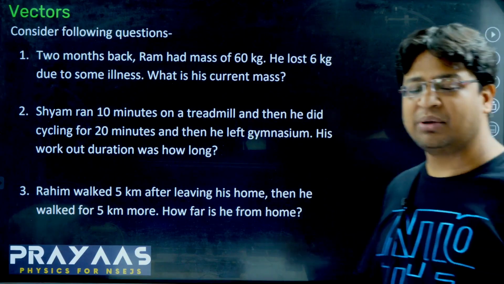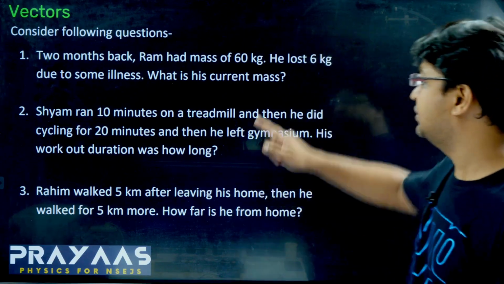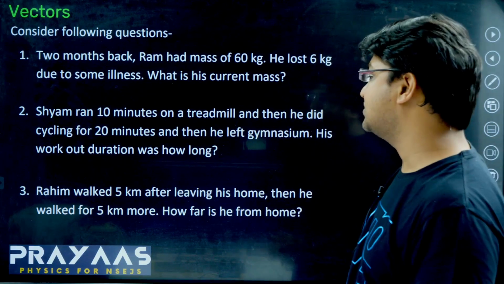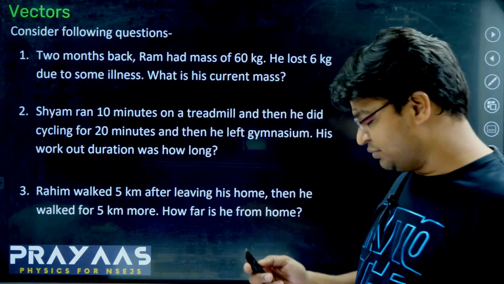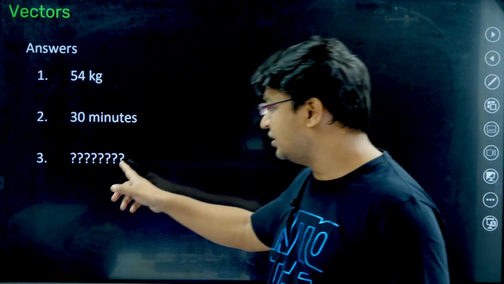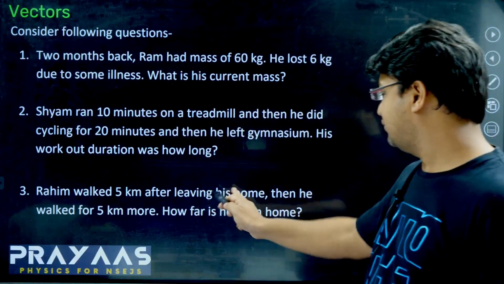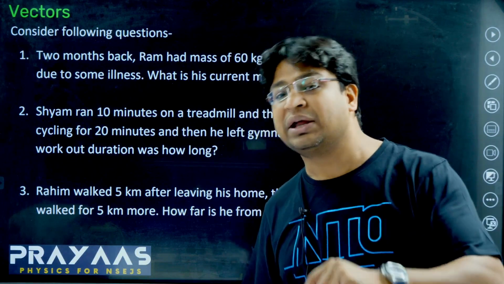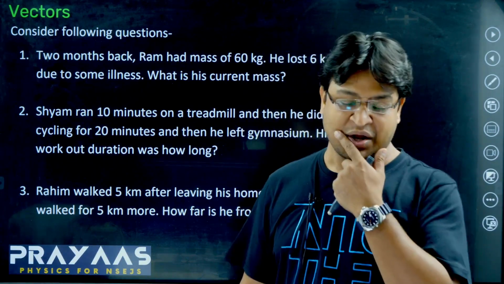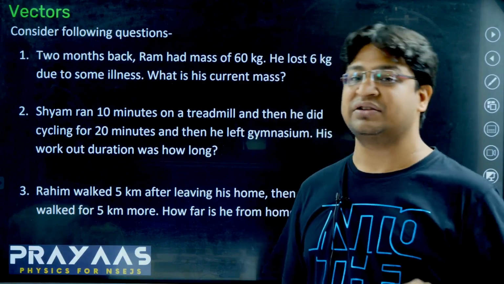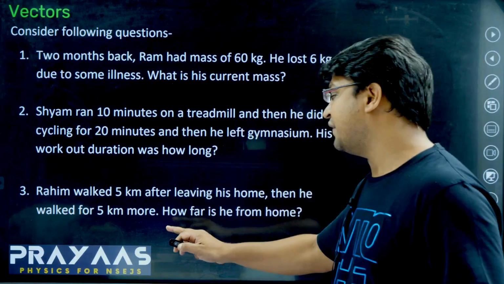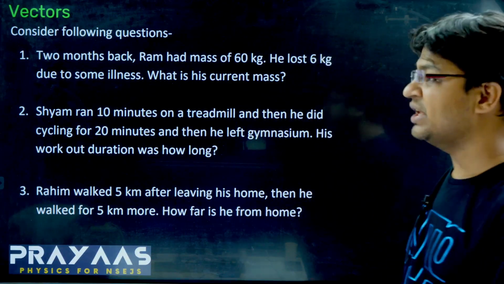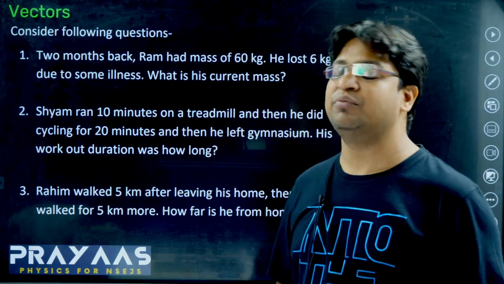If you think about these three answers, possibly for the first you have replied 54 kg. If you did that, that is definitely the right answer. For the second, you probably replied 30 minutes, which is again the right answer. But in the third case, if you replied 5 plus 5, 10 kilometers, now I would say that it is one of the many possible answers. It's not necessary that the answer will be 10, because the question says that Rahim walked 5 kilometers after leaving home, and then he walked 5 kilometers more. But what the question doesn't tell us is in which direction he walked the 5 kilometers more.